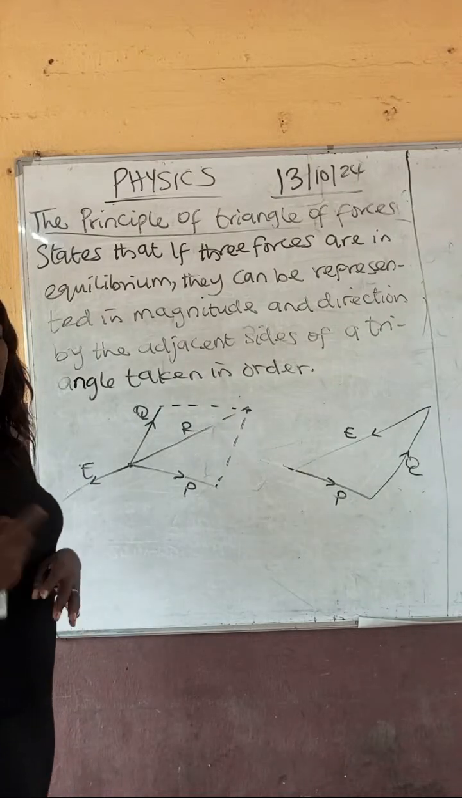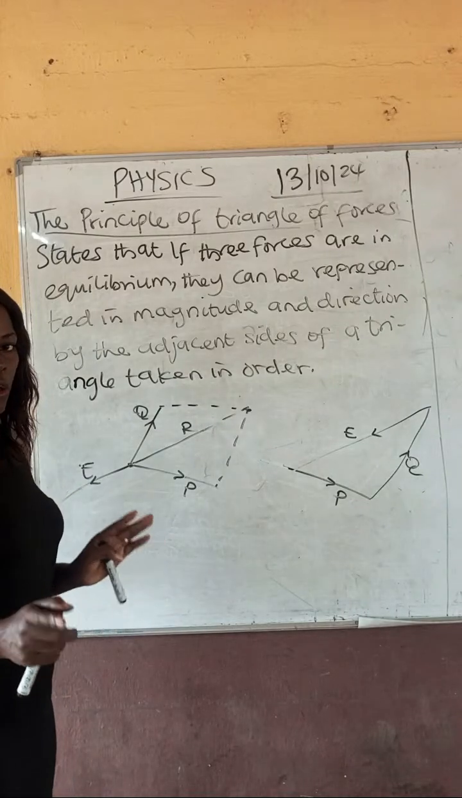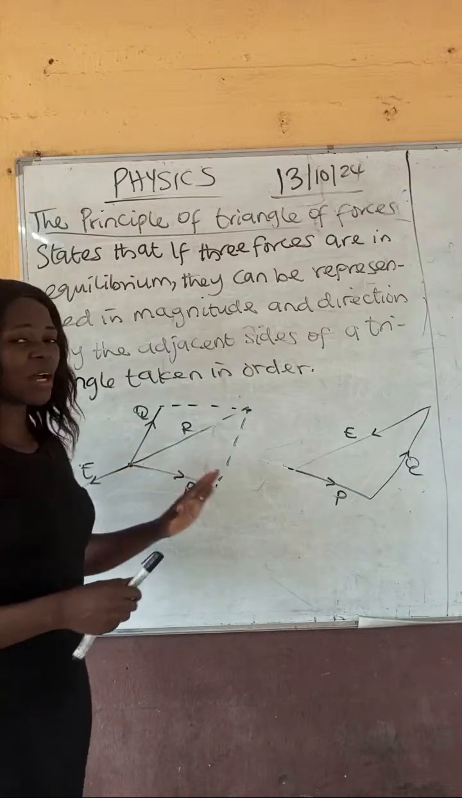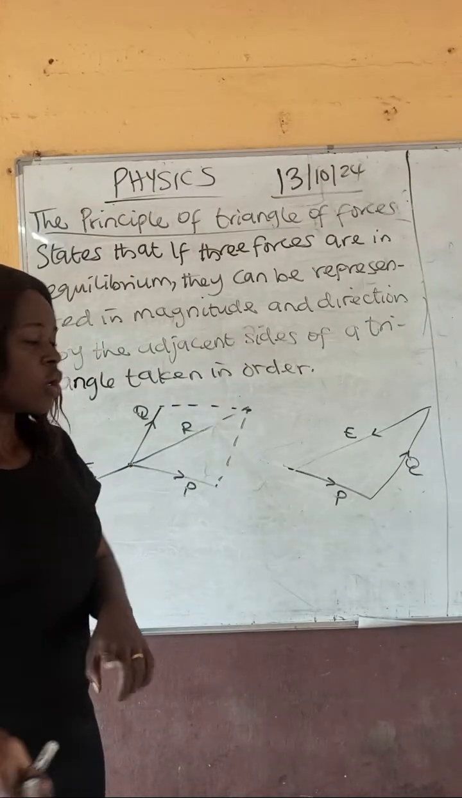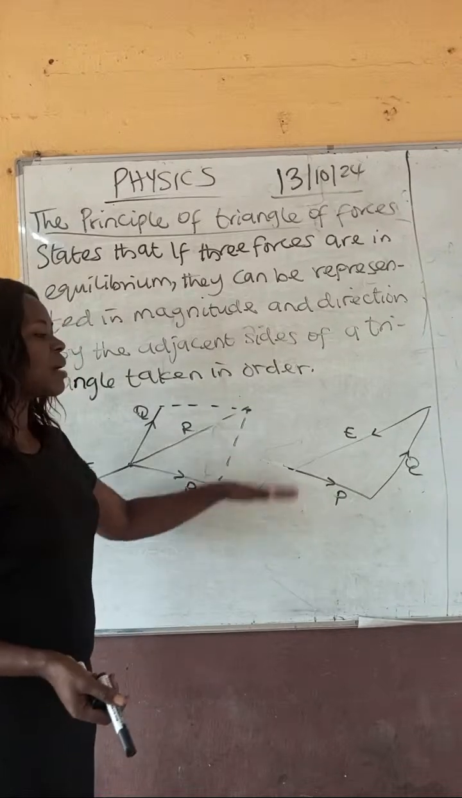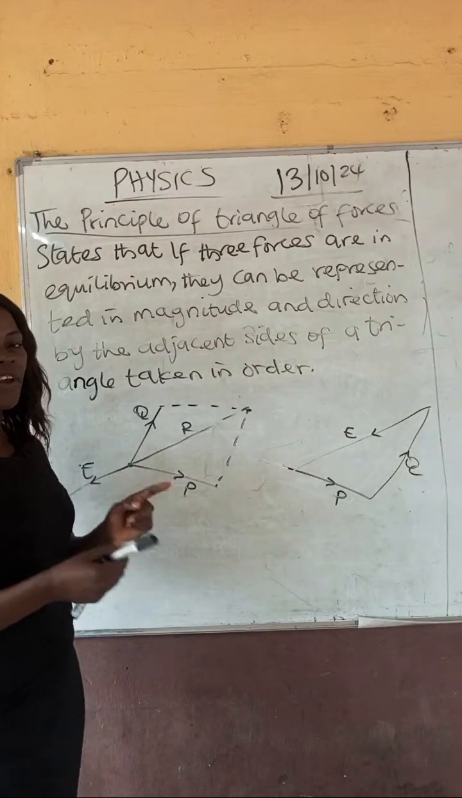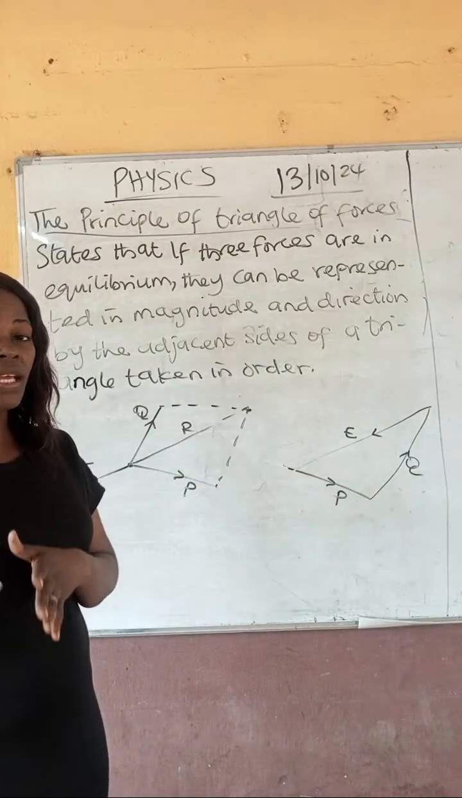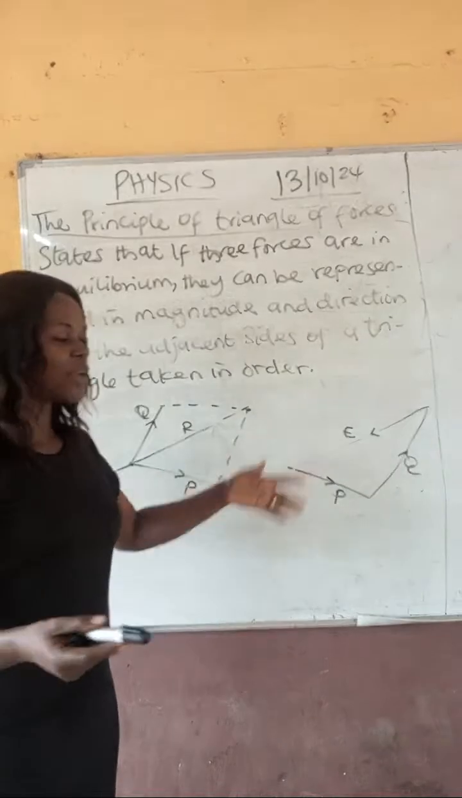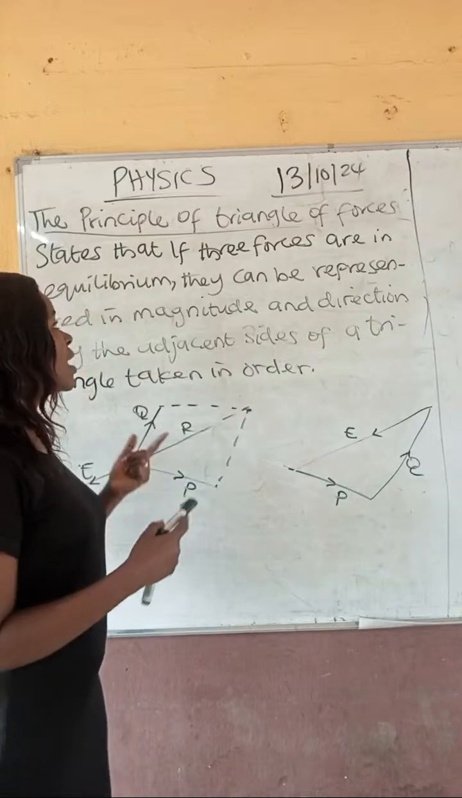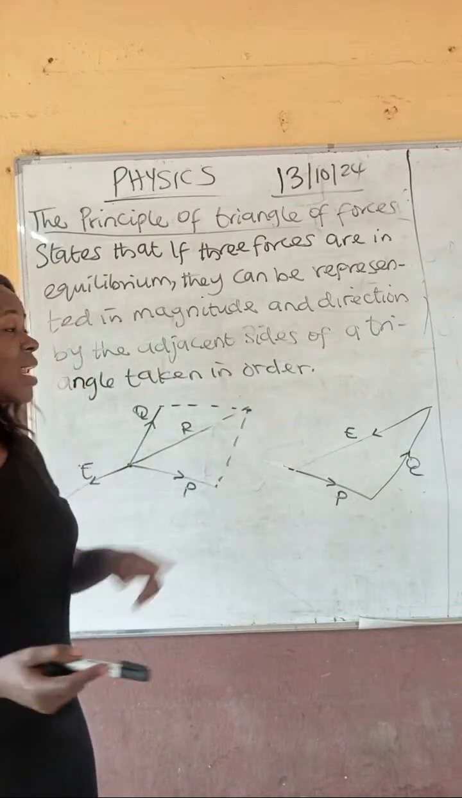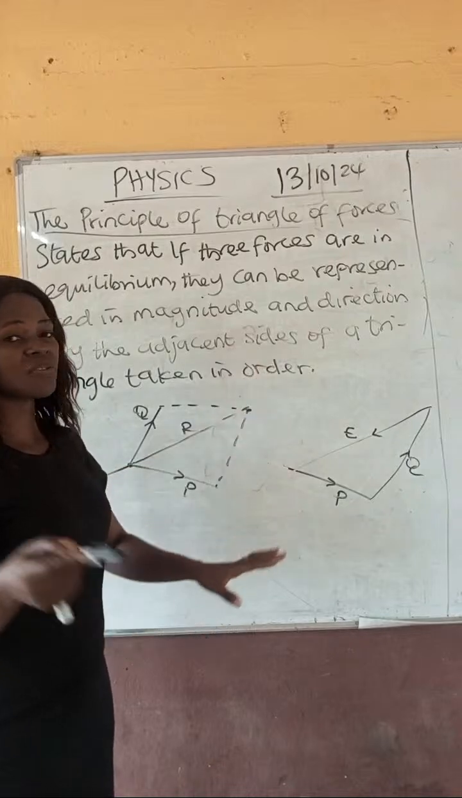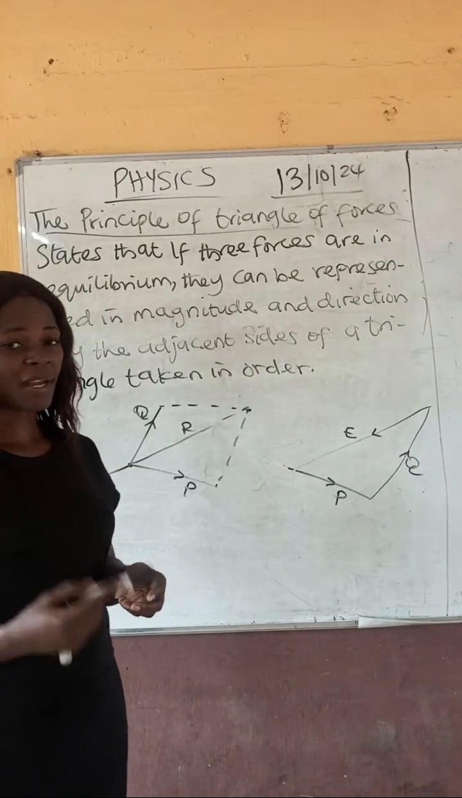Then we now use the sine rule to solve. Okay? I've already explained how we are going to use the sine rule to solve. So the first step is to arrange them according to the direction in which the vectors are arranged. Use them to form a triangle, then use the sine rule to solve for any side we are asked to find. Alright, so let's see an example so that you can understand how we can use this principle of triangle of forces to solve for magnitude.